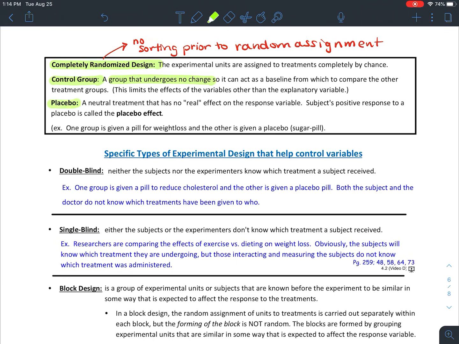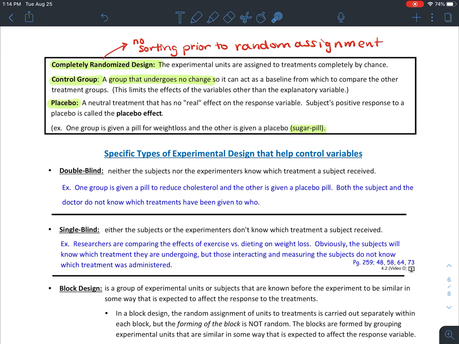We talked about a control group. This is a group that undergoes no change. Oftentimes they use placebos, especially in experiments that involve medicines and things like that. A placebo is essentially like a sugar pill, okay? Have you ever heard of the term placebo effect? That's when someone ends up having a reaction to something that really wasn't there, okay?